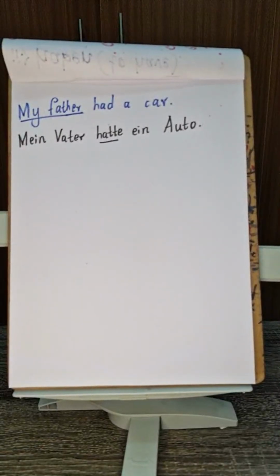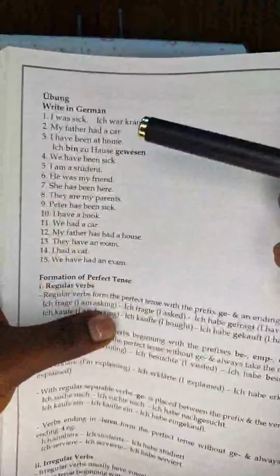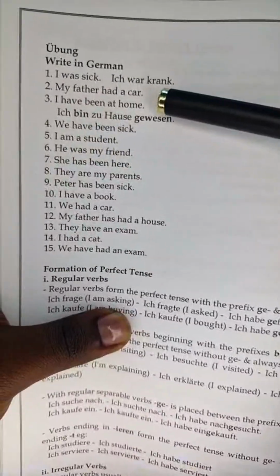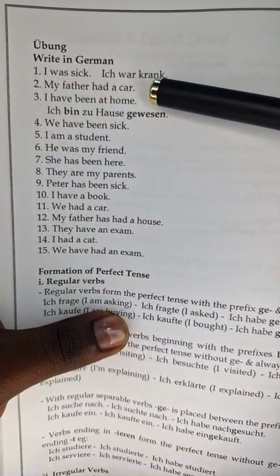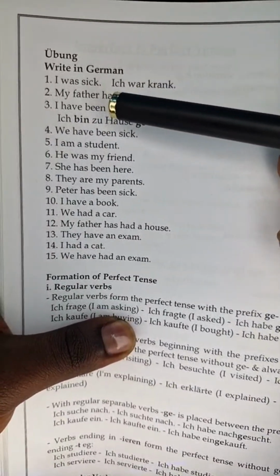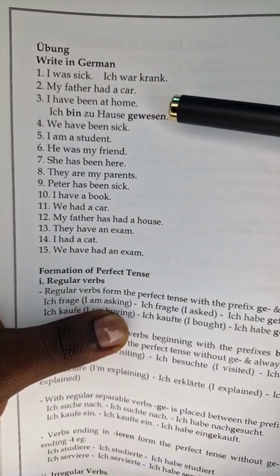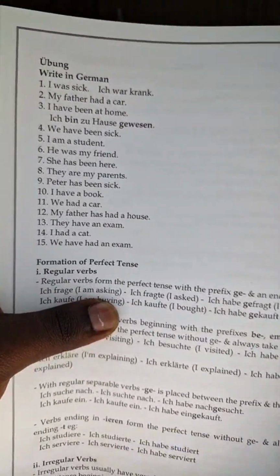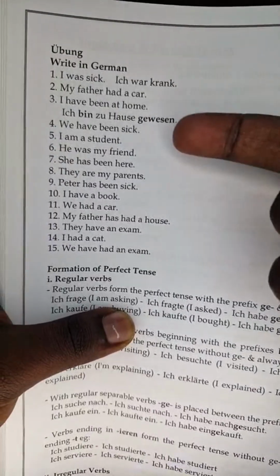Okay, I want to give another example. Now, this has been done for us. I have been at home, which now becomes ich bin zu Hause gewesen. I have been at home. So I want to take this example. Let's jump to number 5.